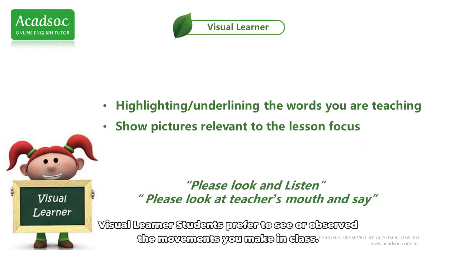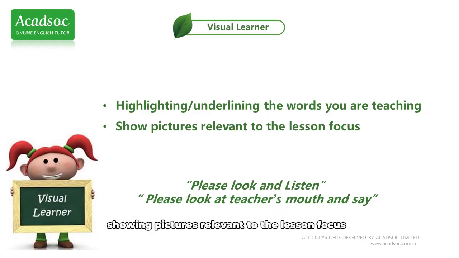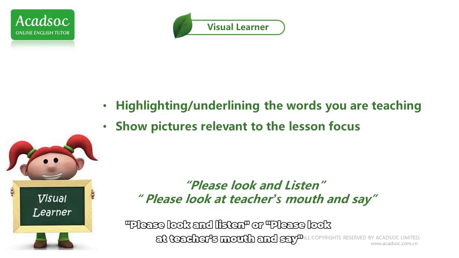A visual learner prefers to see or observe the movements you make in class. This includes highlighting or underlining the words you are teaching, showing pictures relevant to the lesson focus, and so on. Being the teacher, it would help them focus more by using phrases for instructions such as "Please look and listen," or "Please look at teacher's mouth and say."